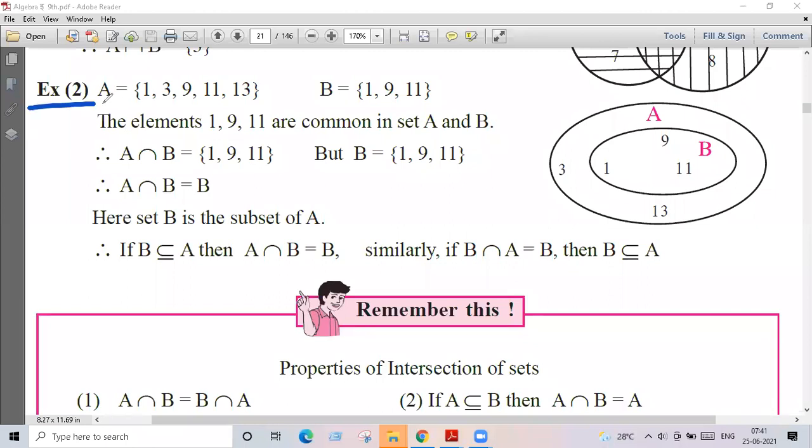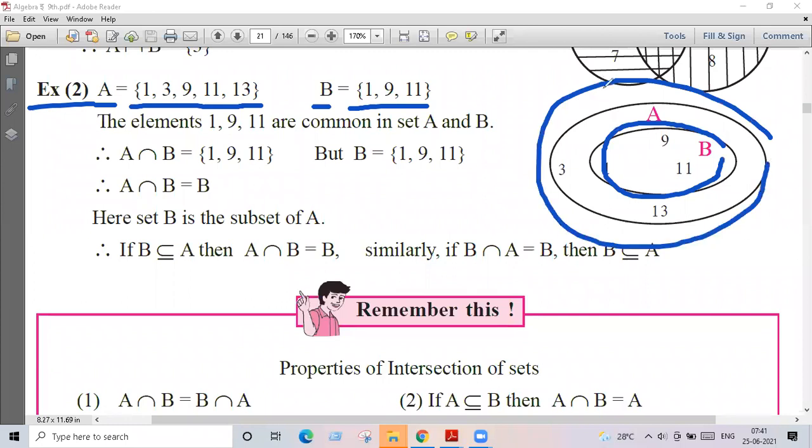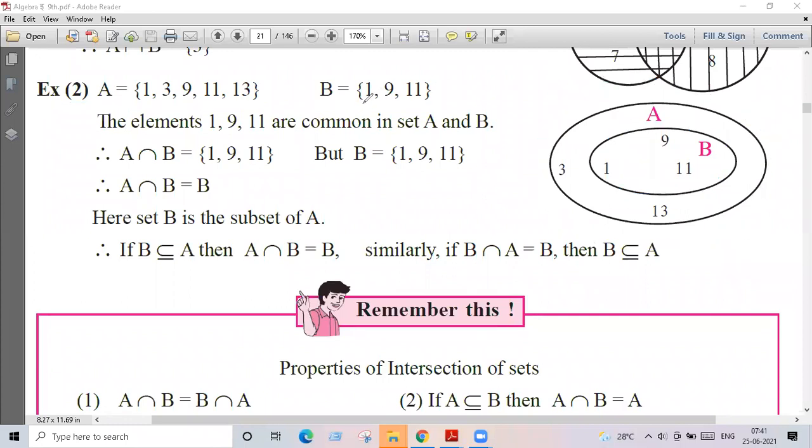Example number 2. A is 1, 3, 9, 11, 30. B is 1, 9, 11. Now, this can be represented like this, because all elements of B are already in A. All the elements of B, 1, 9, 11, are in A. Therefore, A intersection B is equal to 1, 9, 11. Get it?